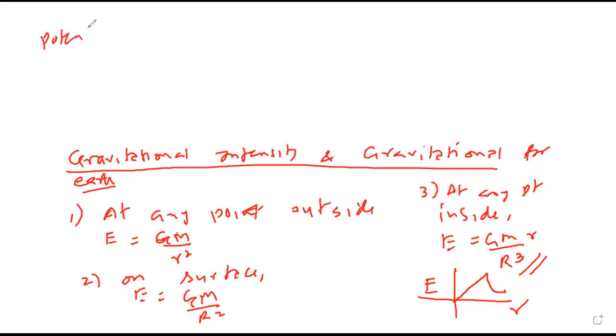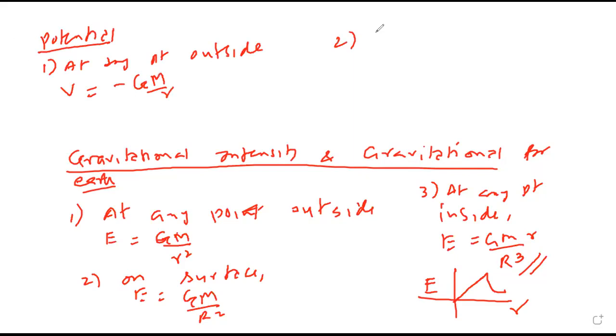Then potential. Intensity we got, now potential. At any point outside, V is minus Gm by small r. On surface, V is minus Gm by capital R. Please copy it in this. Then I'm writing on inside.